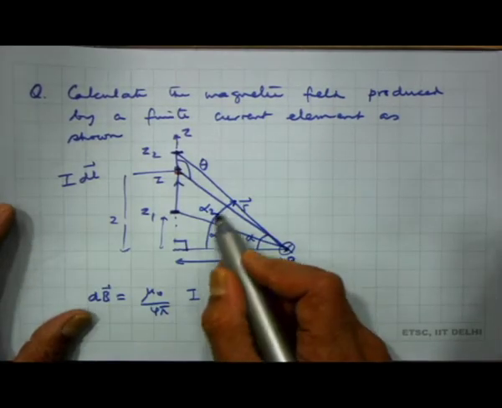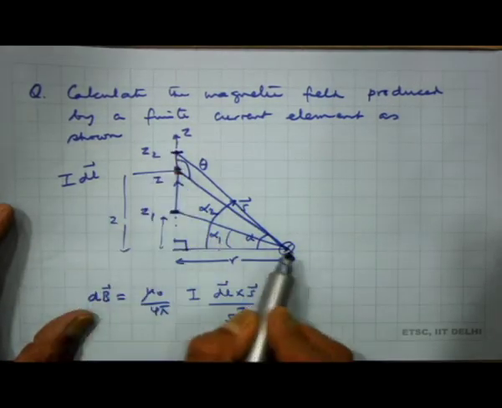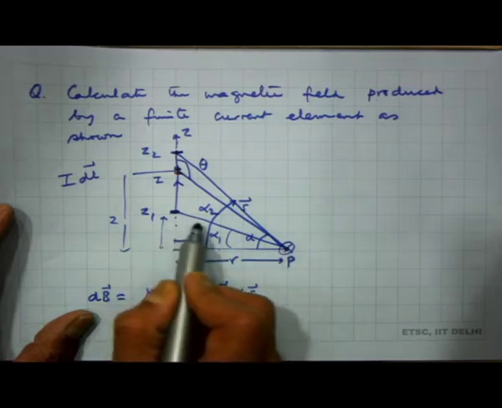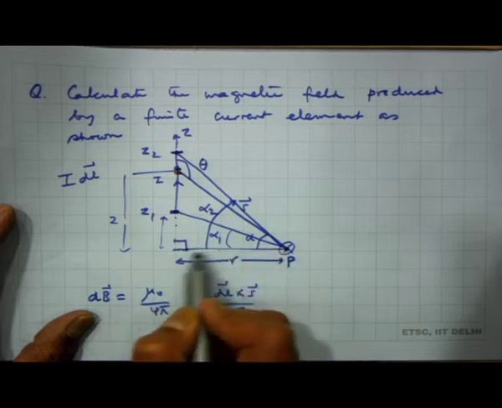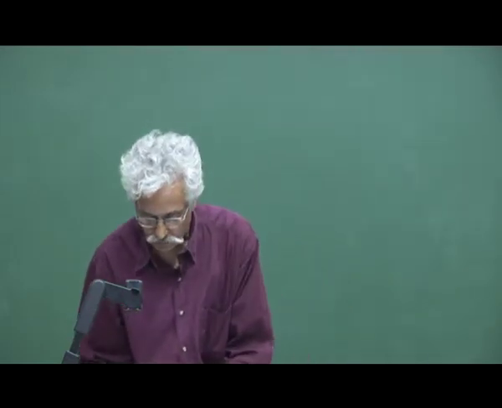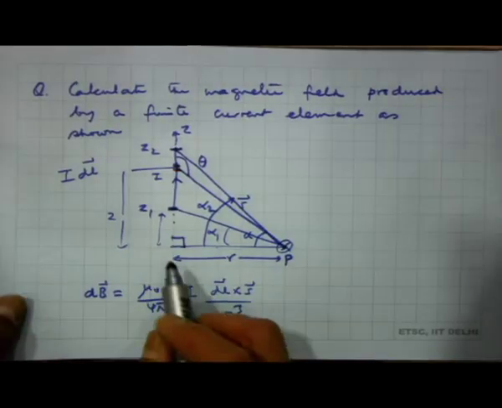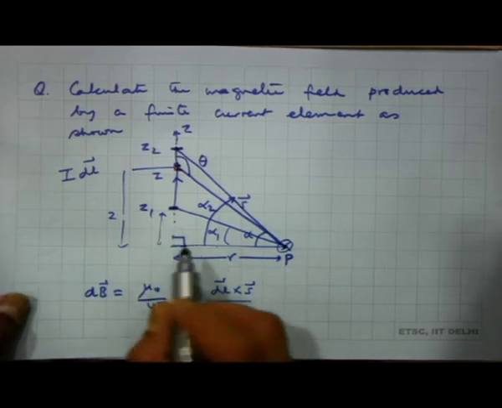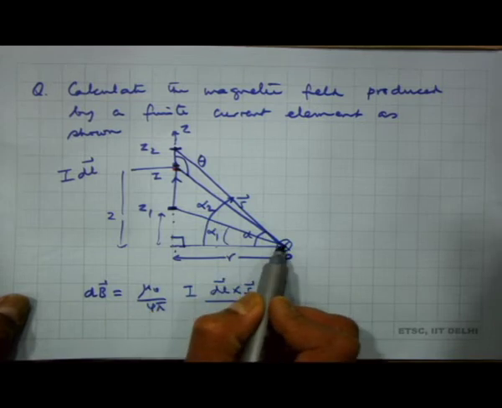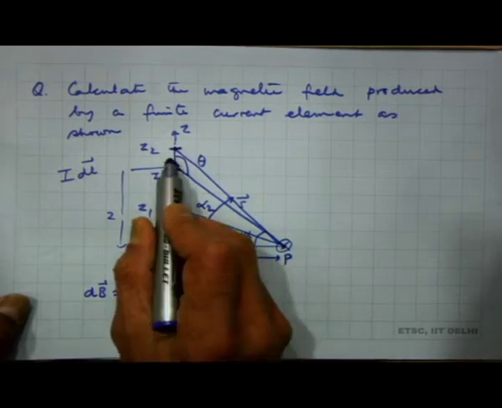So, alpha 2 is this angle where the top portion of the element is subtended at this point, and alpha 1 is the angle subtended by the bottom portion of the current element with the horizontal line at this point P. And from here I can immediately write the values of sin alpha 1 and sin alpha 2 in terms of Z1 and Z2. So, you can see here sin alpha 1 is this Z1 divided by this distance, and sin alpha 2 is Z2 divided by this distance.